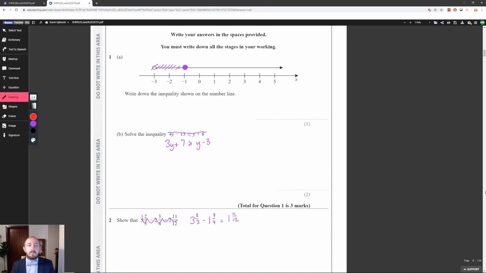So for question 1, we have an inequality here, and we would have x is greater than or equal to -1. For the inequality, we would subtract y from both sides and subtract 7 from both sides. So we'd get 2y is greater than or equal to -10, y is greater than or equal to -5.